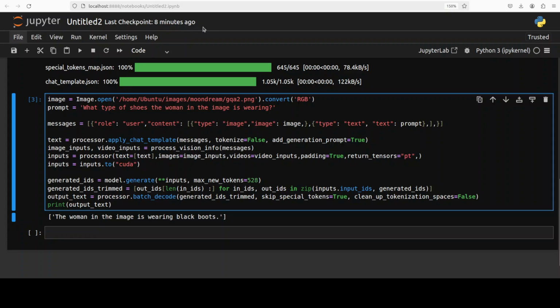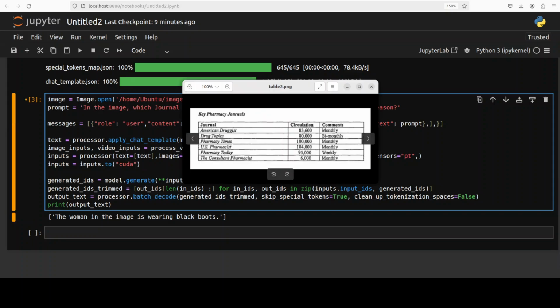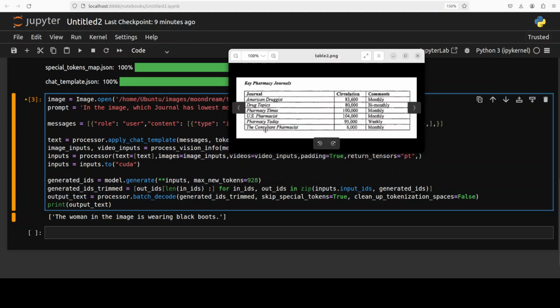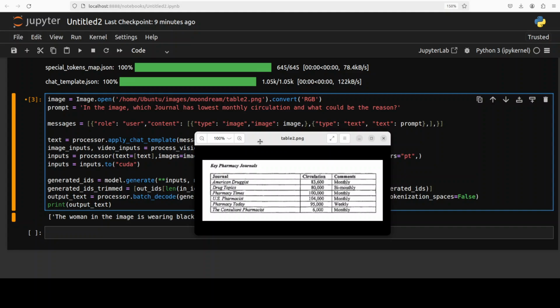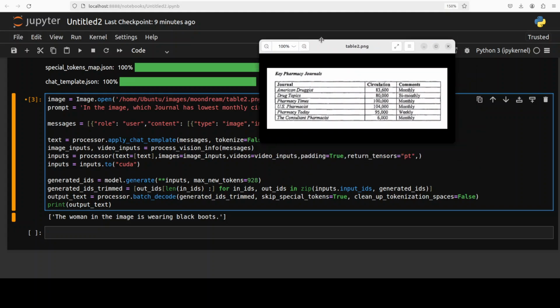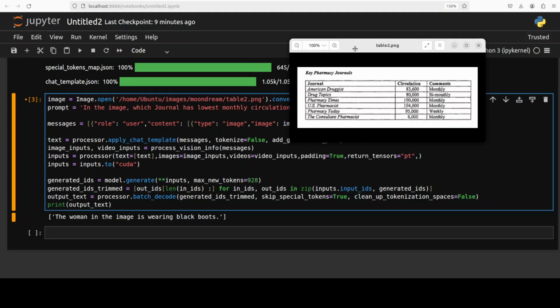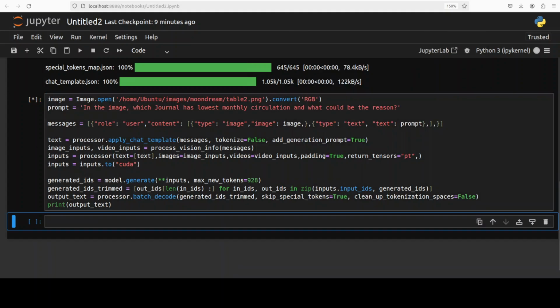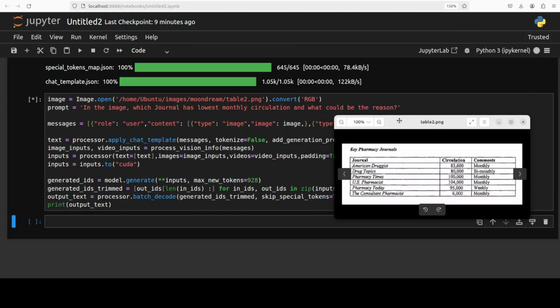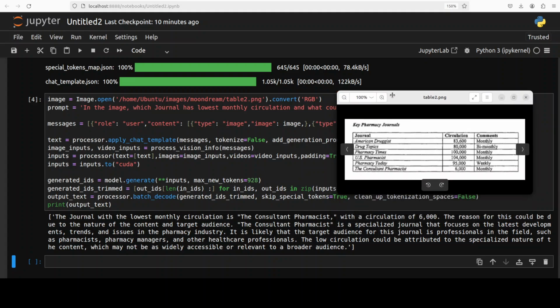Okay, let's try to do an OCR on a bit of a complex image to see how it does the reasoning. Now in the next example, I am giving it this chart. This is an image, and I am asking it which journal has the lowest monthly circulation? That is going to test the OCR. And then I am asking it what could be the reason. So I'm hoping that it is going to do a bit of reasoning there. Even if it is a semblance of reasoning, I'm really keen to see if it does it or not. Let's run it and see how it goes. Let's wait for it to come back. I think the reasoning models take a lot of time. This one doesn't take that long, but let's see.